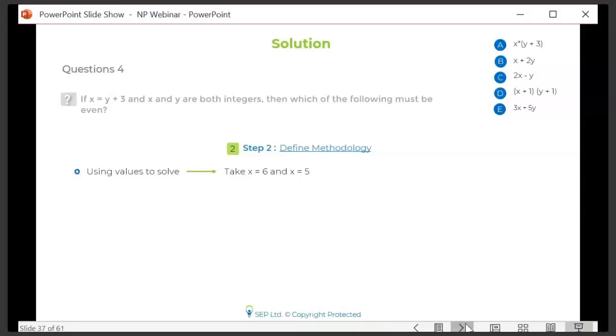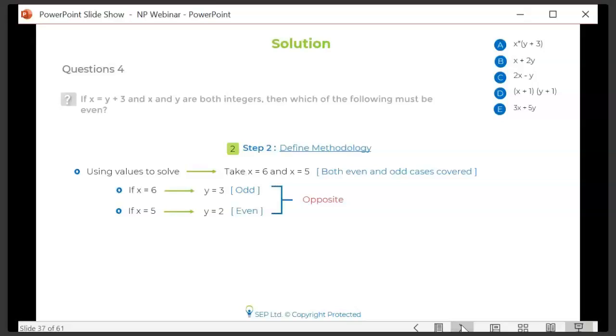Once I take x as even, what will happen? What do I get as y? If x is 6, for example, it's even. Notice y will be 3, right? And it's odd. And if you take x as odd, which is 5, if you put it in x is equal to y plus 3, you'll get y as 2, which is even. So notice that the nature is different. That is one thing that you need to keep in mind. This is one way of thinking, if you want to take numbers.